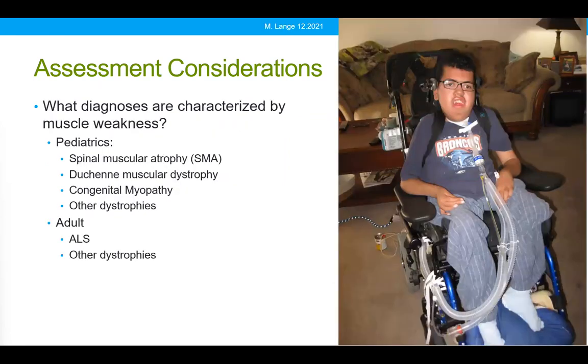Now, in our pediatric population, the clients that we see who have muscle weakness are going to include children with spinal muscular atrophy, Duchenne muscular dystrophy.